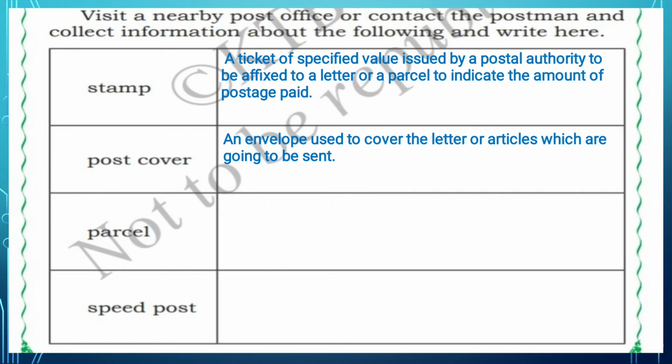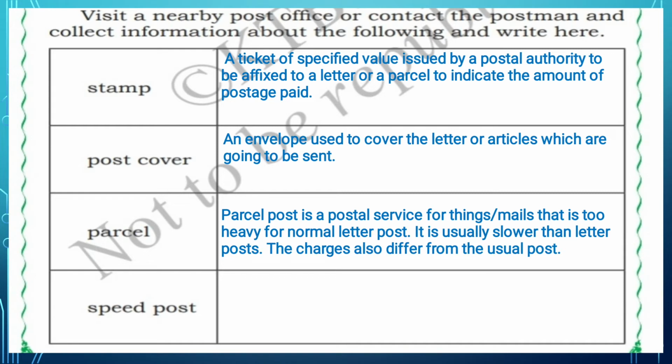Next is parcel. Parcel post is a postal service for things or mails that are too heavy for normal letters. It is usually slower than the letter post. The charges also differ from the usual post. Normal letter posts are for letters or documents. If you are sending goods, things that are heavy, from one place to another, that is called a parcel, which moves more slowly.